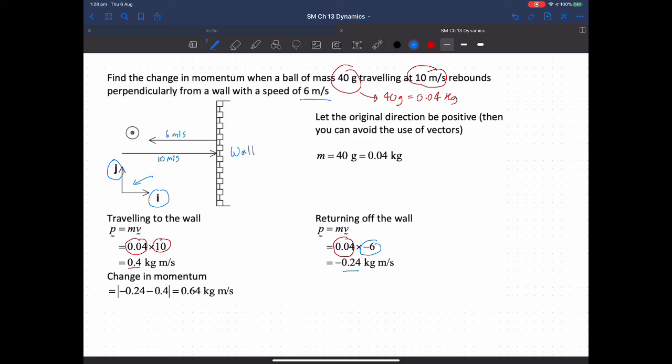So now we can work out the change in momentum. The way in which we do that, we've taken the final momentum, which was -0.24, and we have subtracted 0.4. That will give us -0.64. But we have taken the absolute value of that. The absolute value will give us positive 0.64 kilograms metres per second.